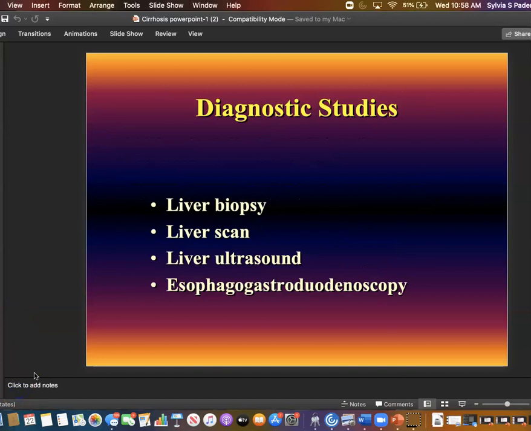These are some of the diagnostic studies that they use to diagnose liver disease or to intervene, like the EGD, they can go in and open up a duct or something like that.